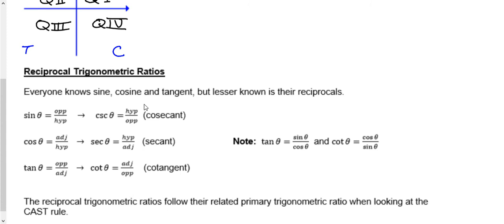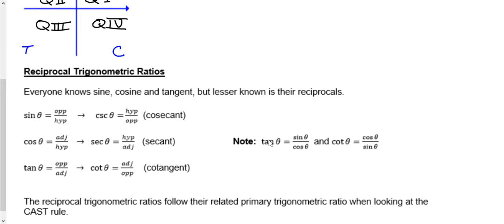What we need to now do is figure out their reciprocals. The reciprocal of sine, and by the way reciprocal meaning 1 divided by, the reciprocal of sine is cosecant. It's just flipping around your opposite and hypotenuse side. The reciprocal of cosine is secant, and the reciprocal of tangent is cotangent.